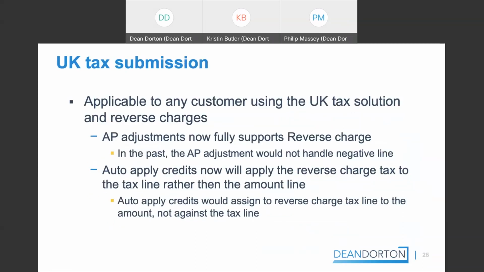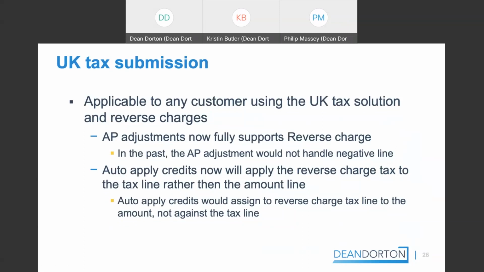UK tax submissions, same type of thing. I don't think we have anyone that's using this, but just for sake of the recording, there's a couple of things here. AP adjustments now fully support the reverse charge. In the past, it wouldn't handle that negative line. So for those folks that might be using the UK tax solution, that's certainly welcome news.